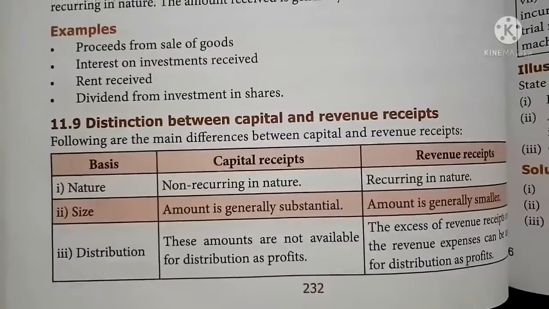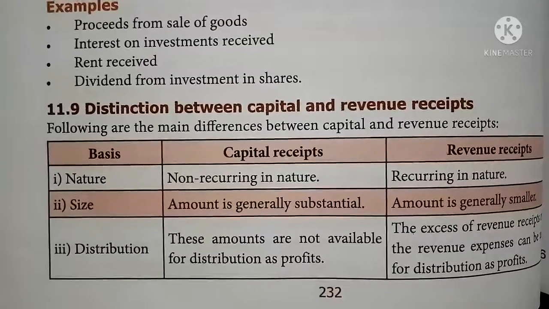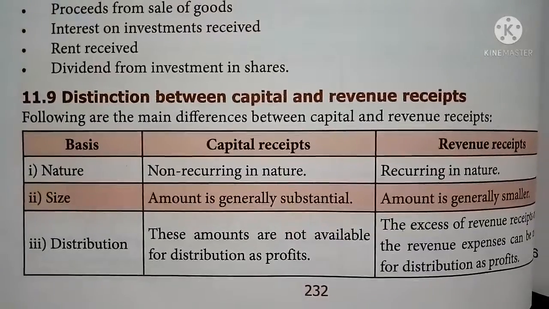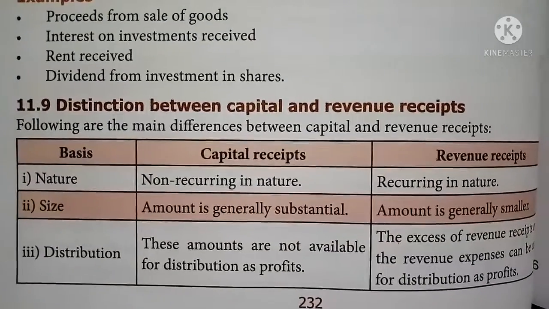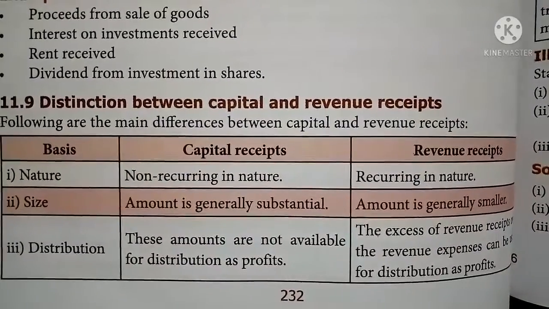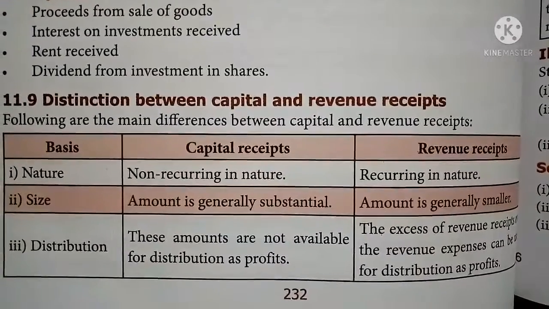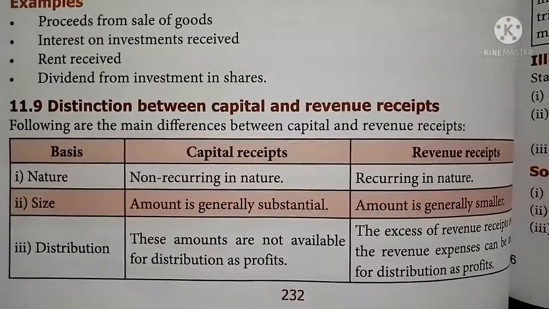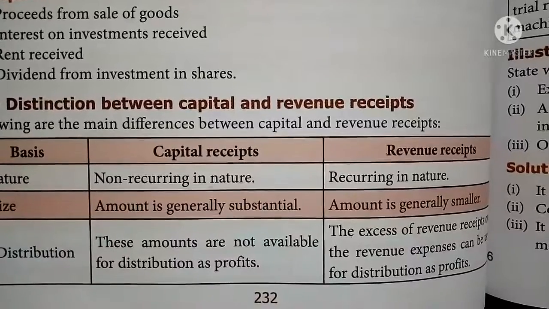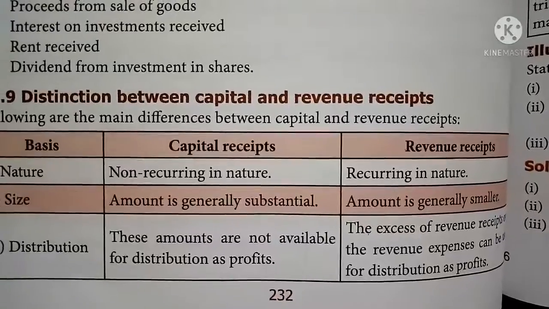There are some distinctions between capital receipt and revenue receipt. In nature, a capital receipt is non-recurring, while a revenue receipt is recurring. In size, the amount is generally substantial, that is large, in the case of a capital receipt. In the case of a revenue receipt, the amount is generally small. Distribution: capital receipts are not available for distribution as profit. But in the case of revenue receipts, the excess of revenue receipts over revenue expenses can be distributed as profit.